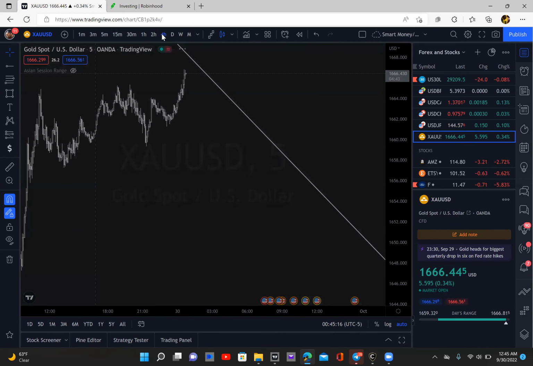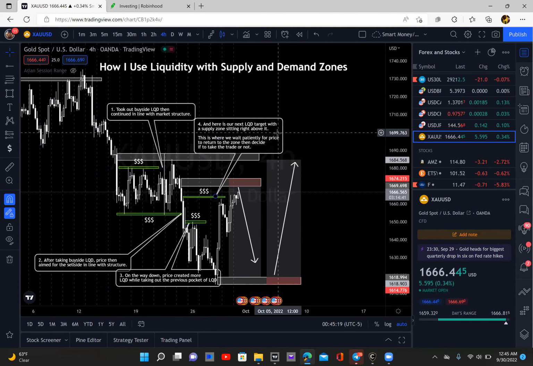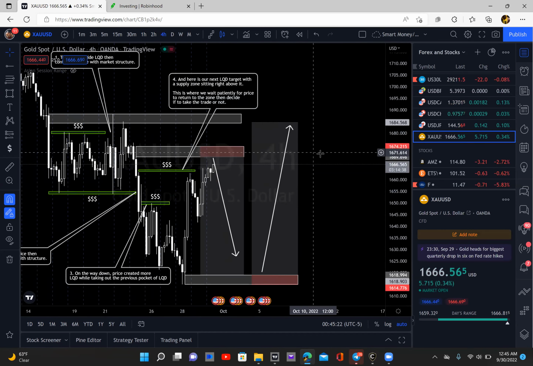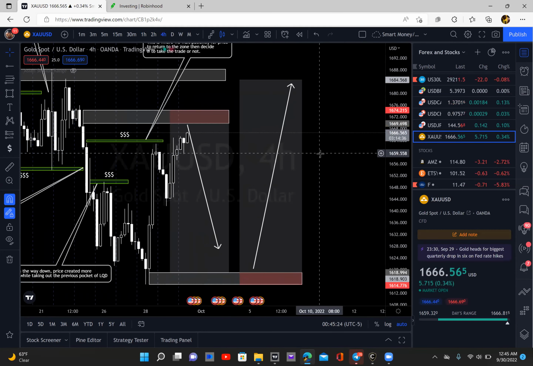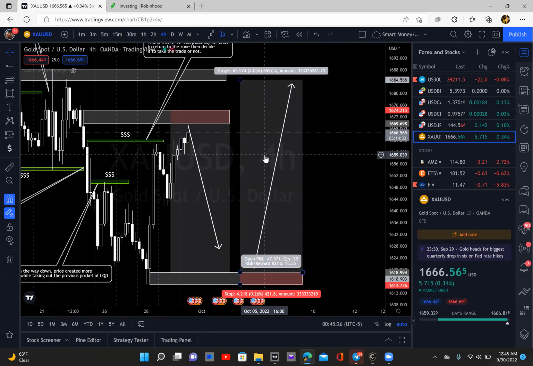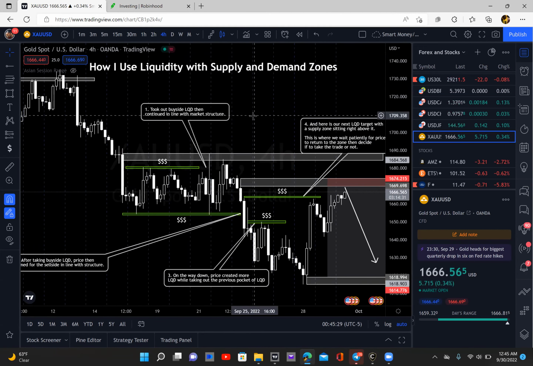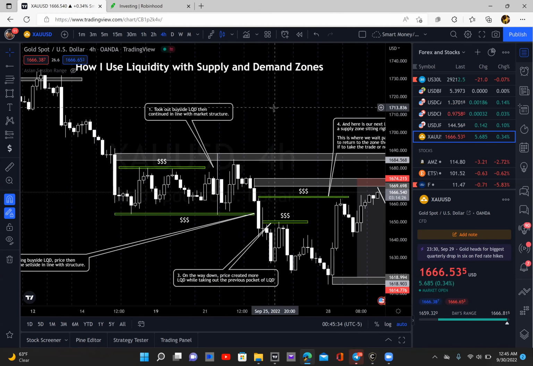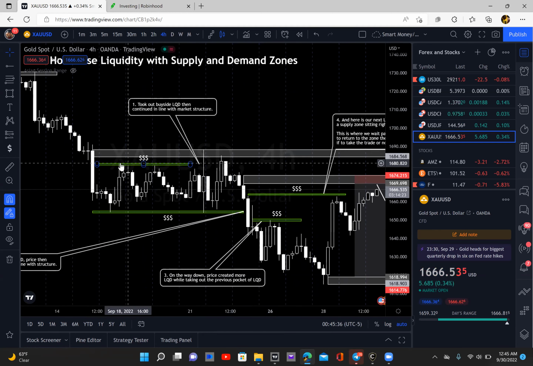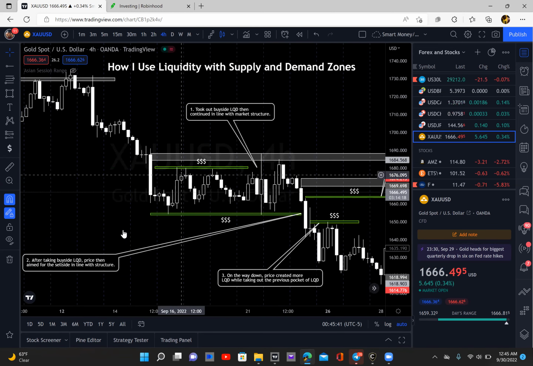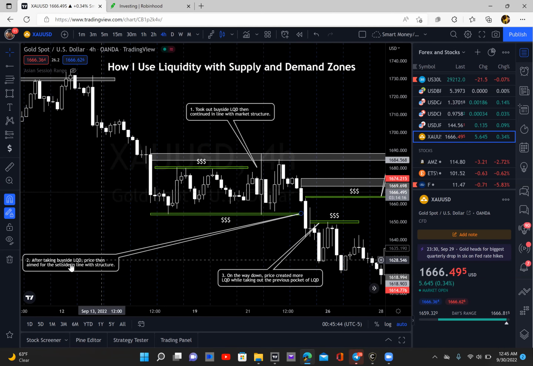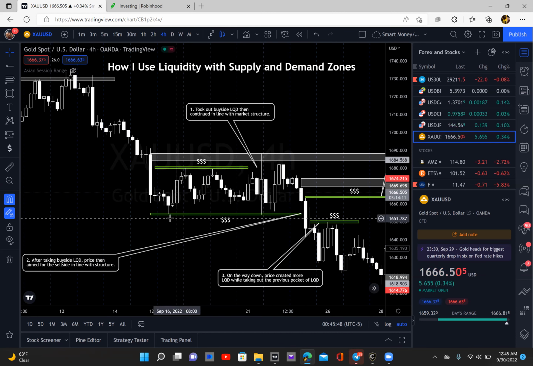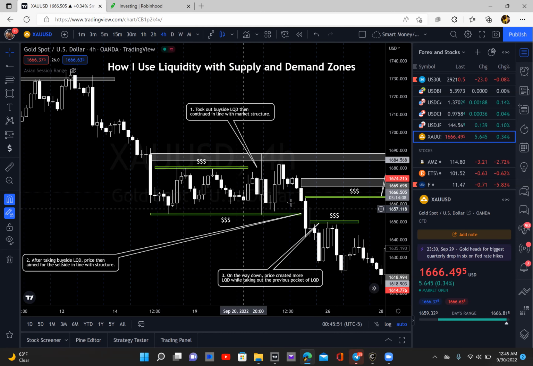And gold. Okay, gold is approaching. So gold, this was a setup I was looking at. How I use liquidity to trade with supply and demand zones. All right. So number one, take out the buy side liquidity. This is the buy side liquidity here. Took it out right here. Number two, after taking out buy side liquidity, price then aims for sell side in line with structure. So this was my sell side liquidity, equal lows. And then look what happened.